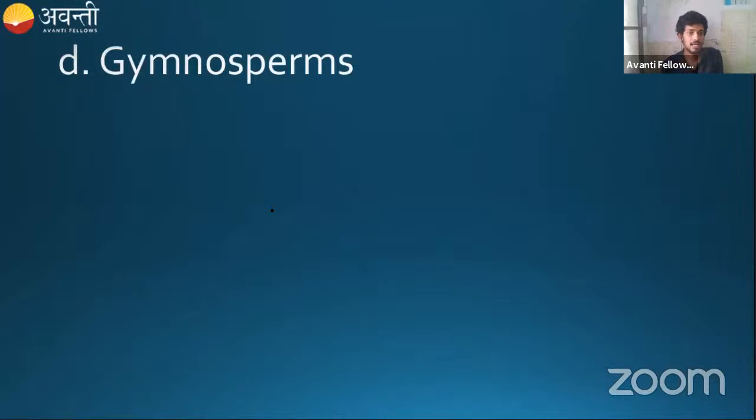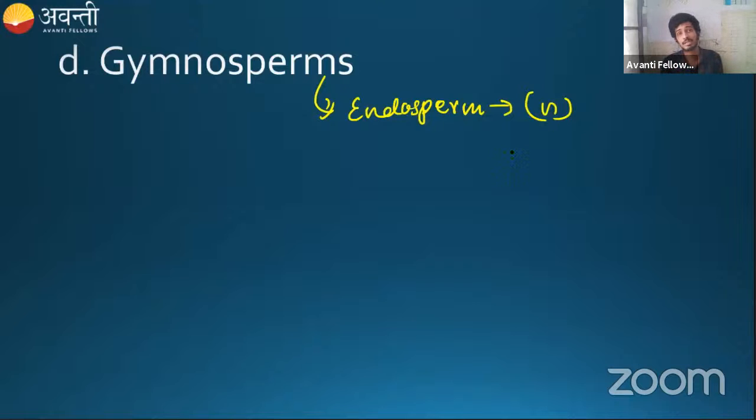Yes, gymnosperm and angiosperm. Okay, so endosperm, how will it be? In gymnosperms, the endosperm is developed before fertilization. That's why it's in N condition. It does not have any particular work. If you go to the angiosperm, it will be triploid in condition and it will help by giving nutrition to the angiospermic zygote.